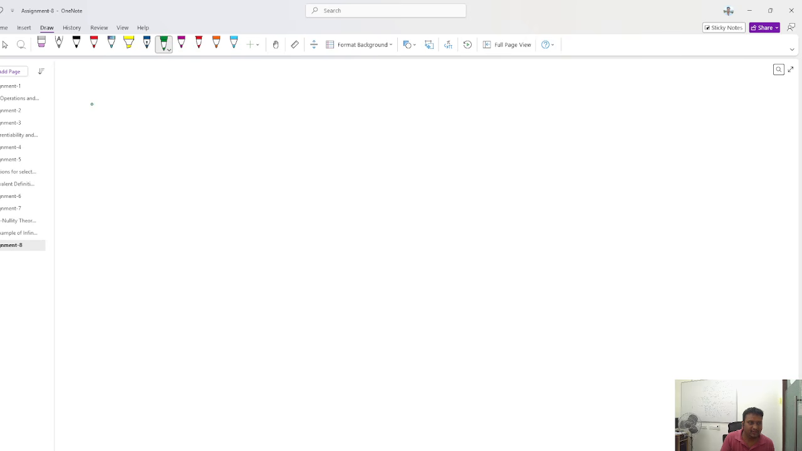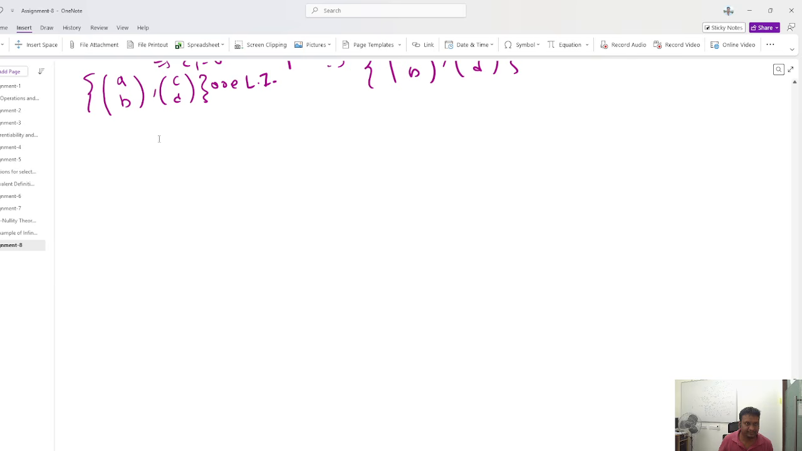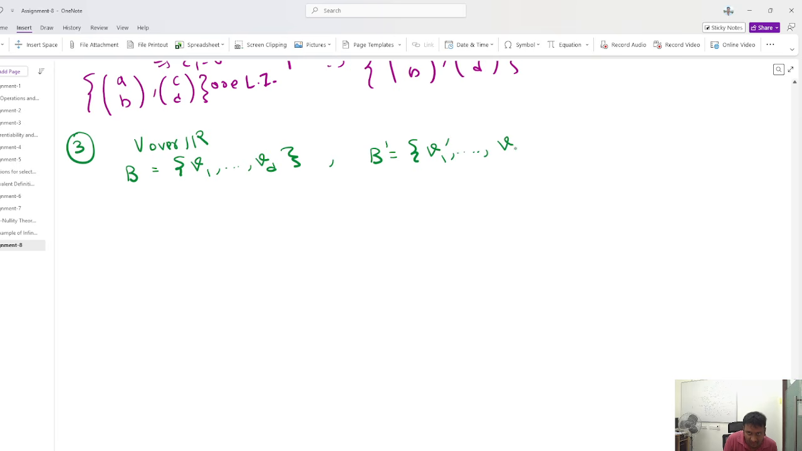Problem number third. So what you have given, you have a vector space over R with two bases. So let us call it B is V1 to VD, and, oh my God, I don't like this notation. It's okay. B prime is V1 prime, comma, VD prime. So you have two bases.